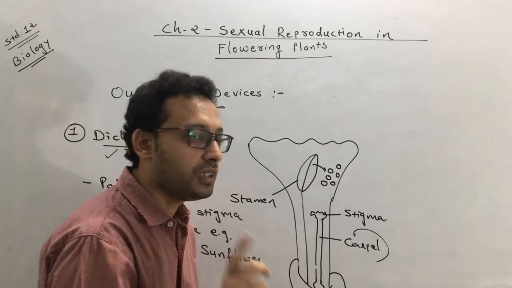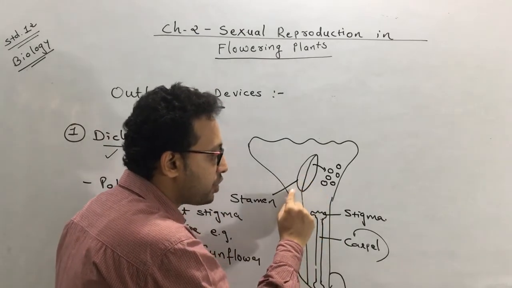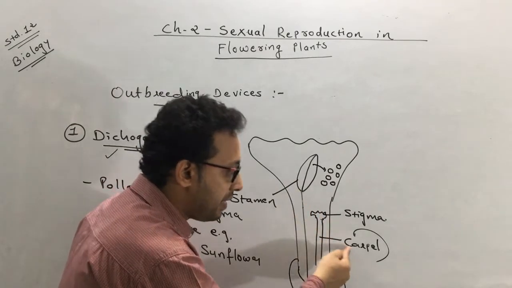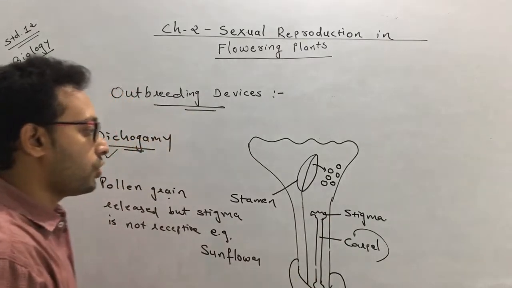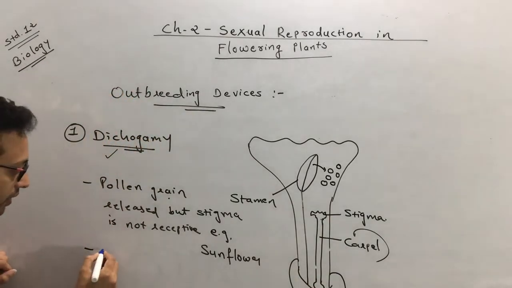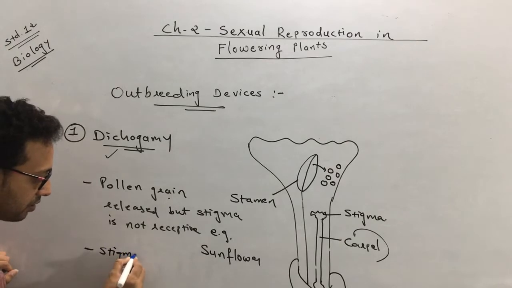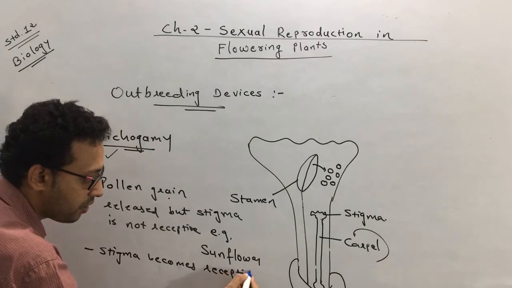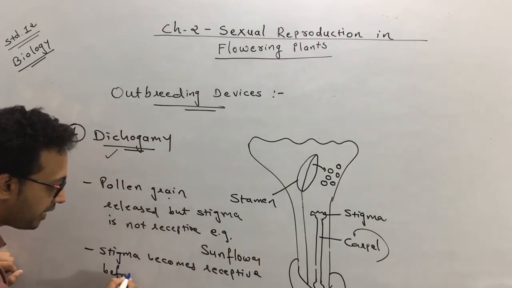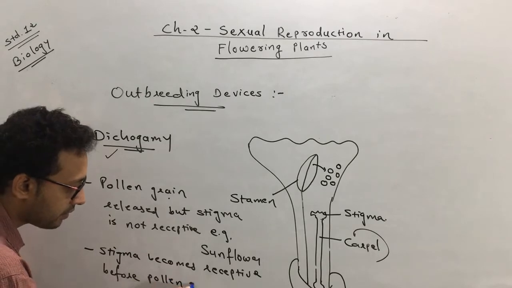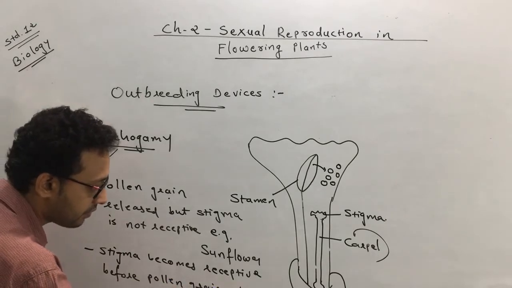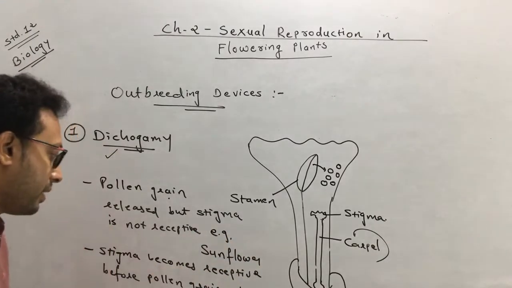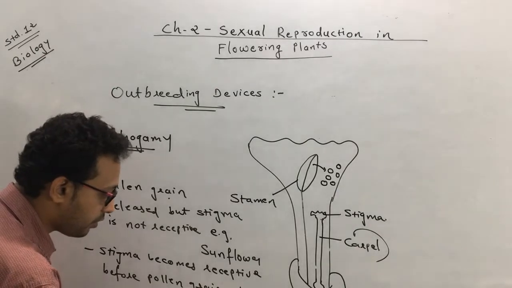See, in the first case what we have seen? In the first case we have seen the stamen matures, but at the same time the carpel doesn't mature. Now in the second case, the carpel matures, but the stamen is not mature. Right? So here you can say that the stigma becomes receptive, meaning mature, before the pollen grain is released. Okay, so this happens in the case of the papaya plant.